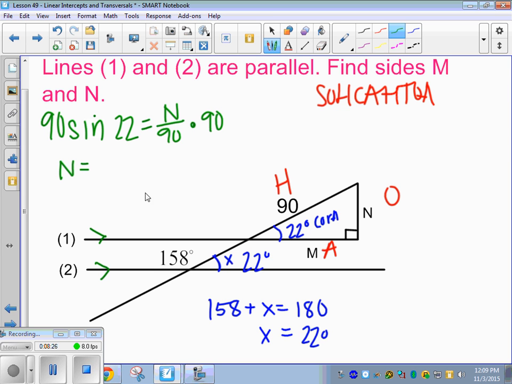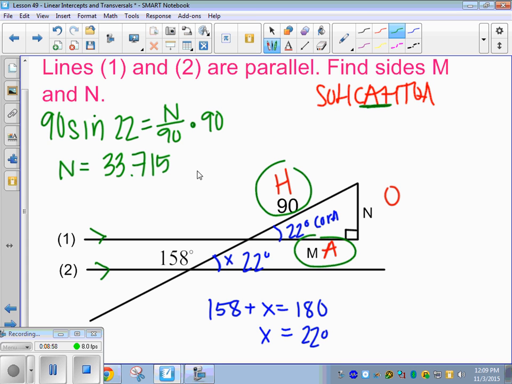What'd you get, Brody? 33.715. Great. Now I want to solve for m down here, and I know the hypotenuse still. So what trig function should I use to solve for m? Adjacent and hypotenuse, Emily? Yeah, cosine. I want adjacent, and I have my hypotenuse, so I'm going to use cosine.